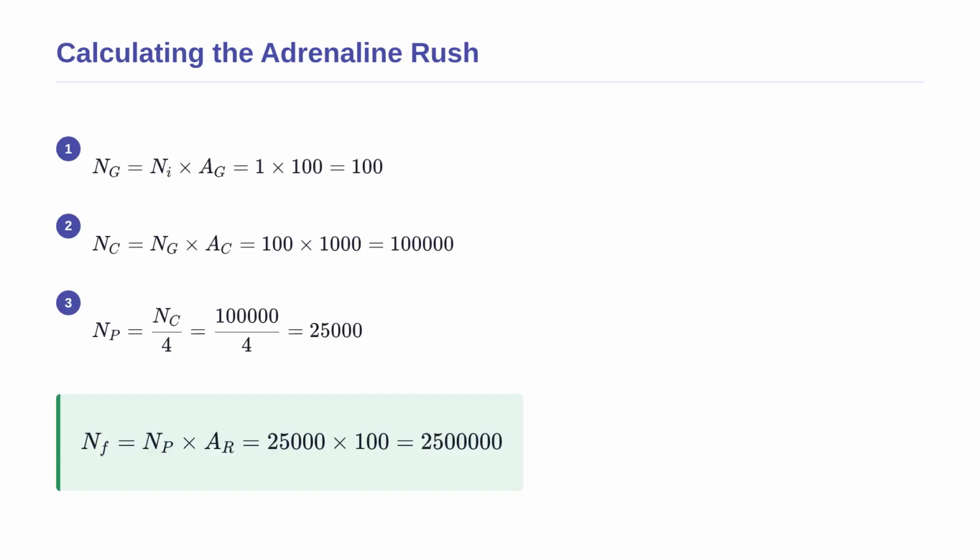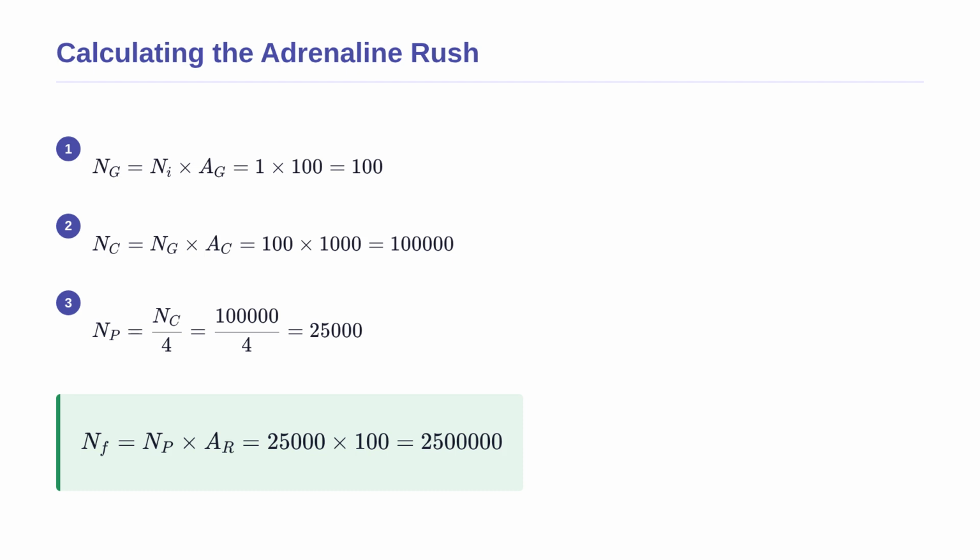Let us put this formula to work with a concrete example. Imagine a single molecule of adrenaline binds to a liver cell. We are given that one receptor activates 100 G proteins. Each G protein activates an enzyme that produces 1,000 cyclic AMP molecules.